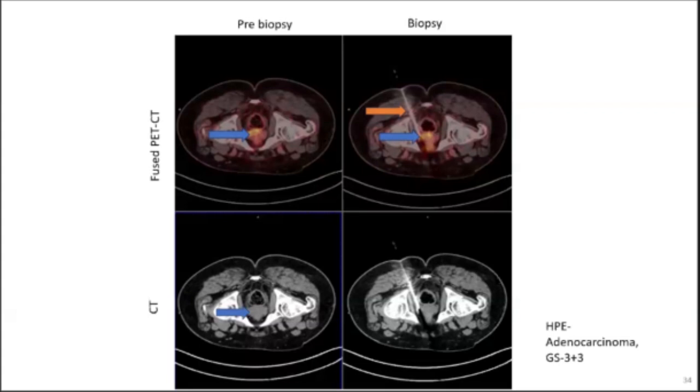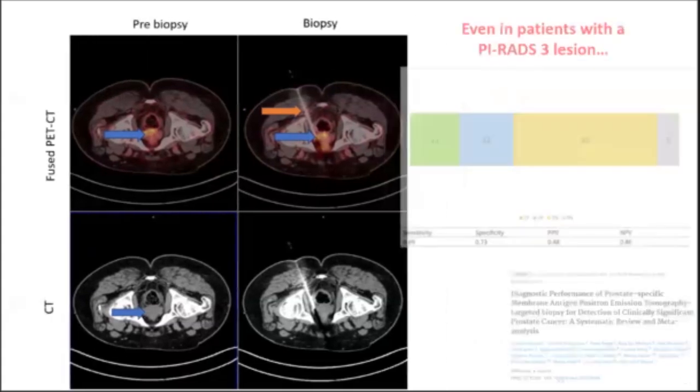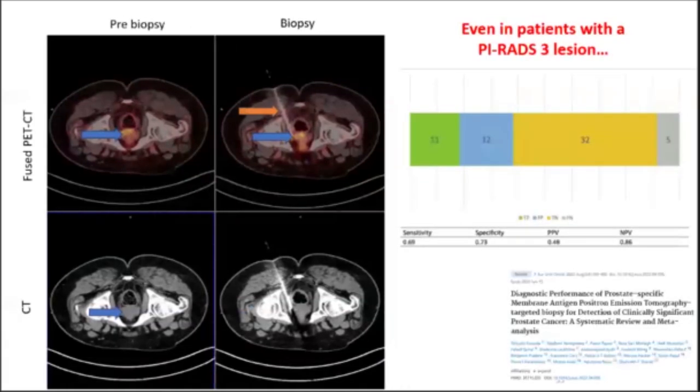Through this case, we can see that prostate biopsy yielded positive results in patients even with relatively low serum PSA levels. A meta-analysis published in European Urology Oncology Journal 2022 showed that for even PI-RADS 3 lesions, the sensitivity of PSMA PET-guided biopsy was 69% and specificity was 73%, suggesting that PSMA PET biopsy could be particularly useful in evaluating PI-RADS 3 lesions also.